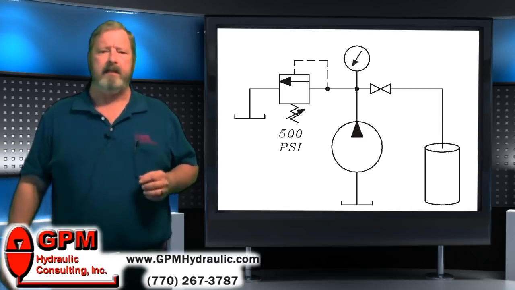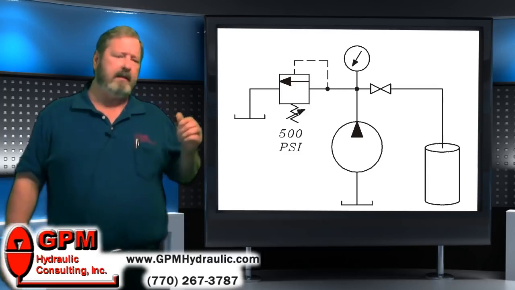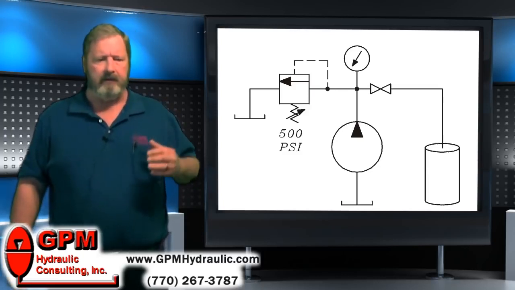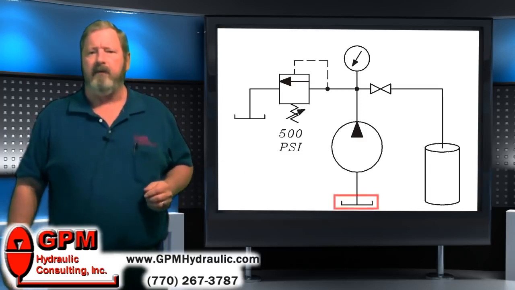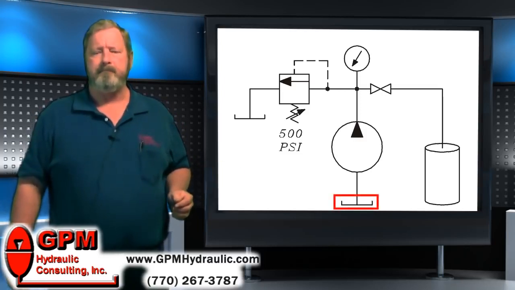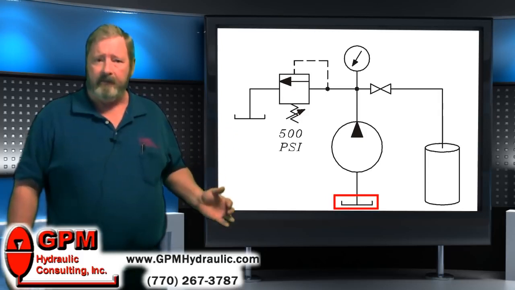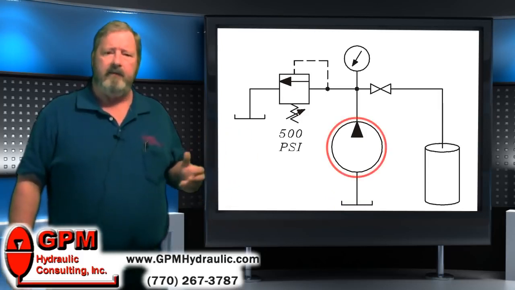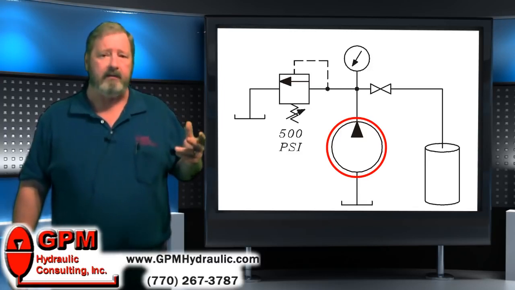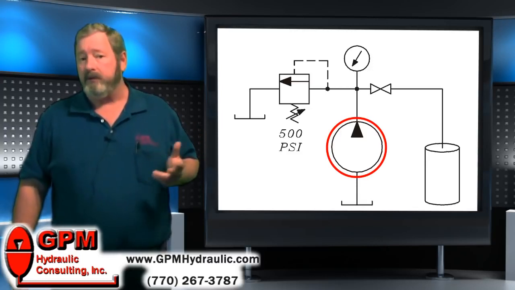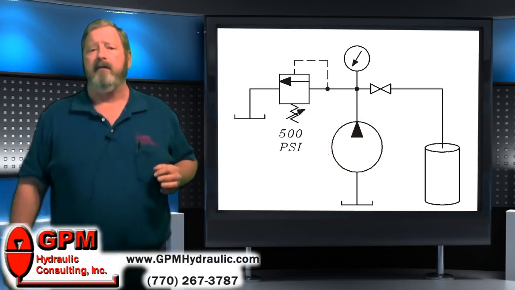We illustrate this in our workshops using this animated schematic. Very simple little schematic, just a few components on it. This is the symbol for the hydraulic reservoir. The pump gets its fluid from the reservoir. This symbol for a pump, it's drawn round because the pump has a shaft that turns. Hydraulic motors are drawn round too because they also have a shaft that turns.